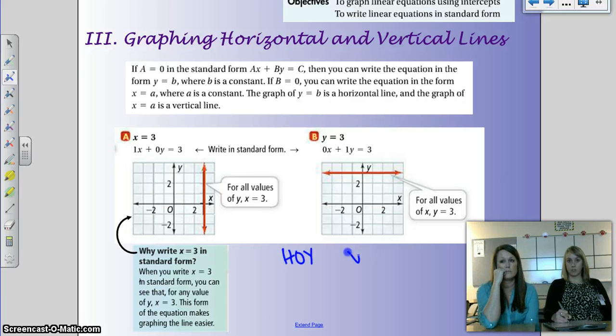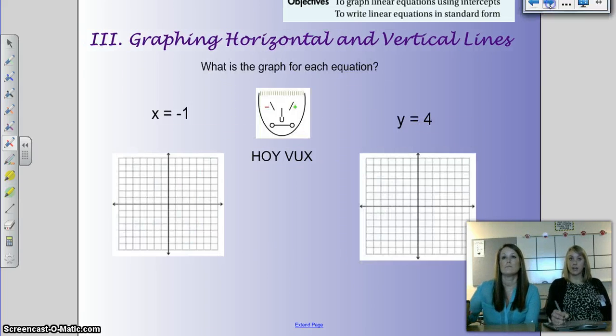So this is where your notes came into play. I don't know if you discussed this. We did. So, HOY VUX. I know it's funny, right? So a horizontal line is when y equals, or a vertical line when x equals. The O stands for 0 slope, and the U stands for undefined slope. Yeah. So there you go. Good. So that can help us out any way that we can. And there's the slope guide. Let's do it.